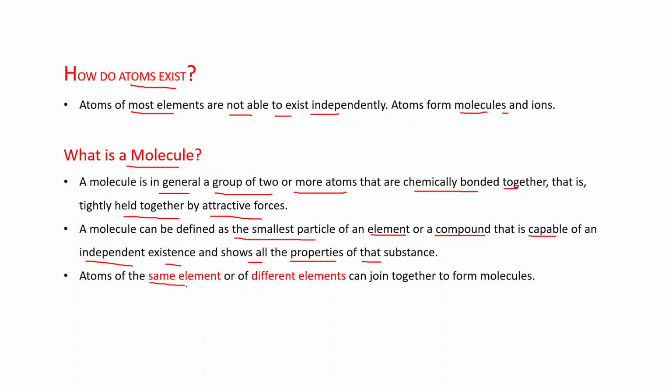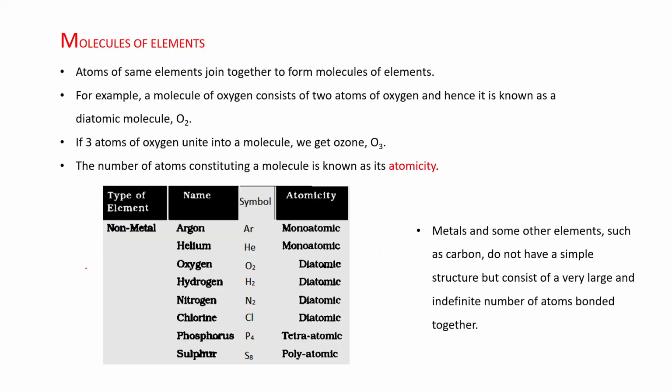Atoms of the same element or atoms of different elements can join together to form molecules. In this way, we get two types of molecules. The first one is molecules of elements. Atoms of the same element join together to form molecules of elements.